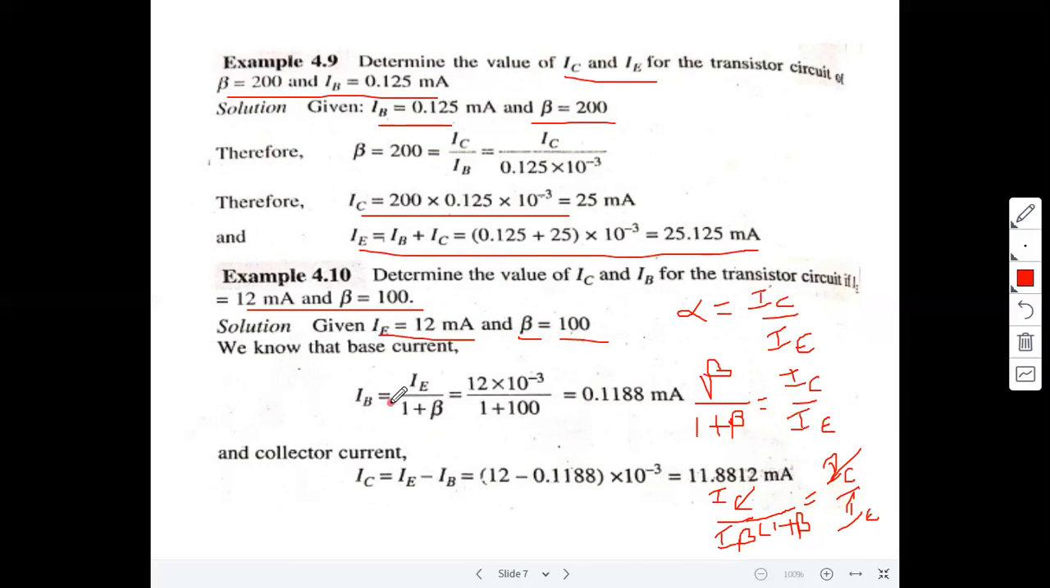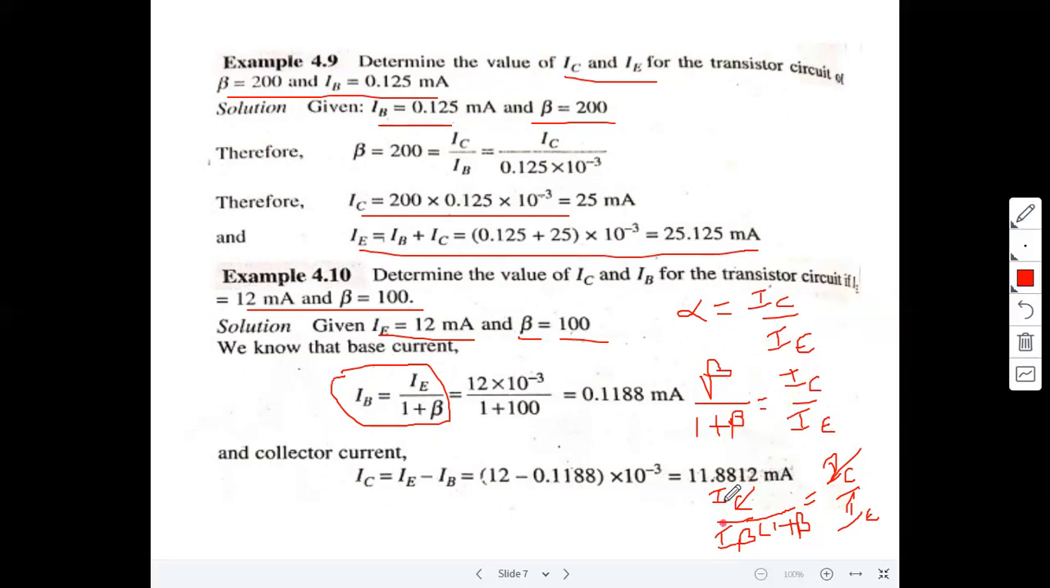Now IB is equal to IE by 1 plus beta. Like that we have to derive this one. How is this derived? By first writing down alpha. Alpha is equal to IC by IE. Then alpha in terms of beta: beta by 1 plus beta is equal to IC by IE.